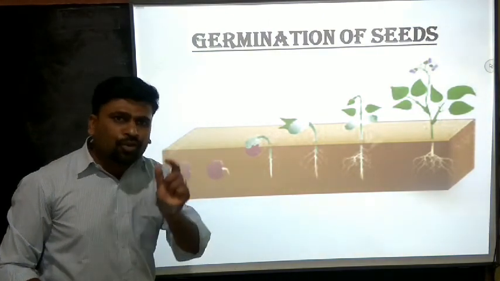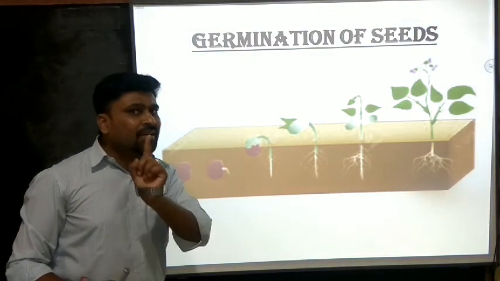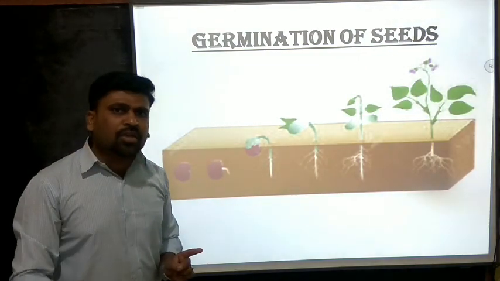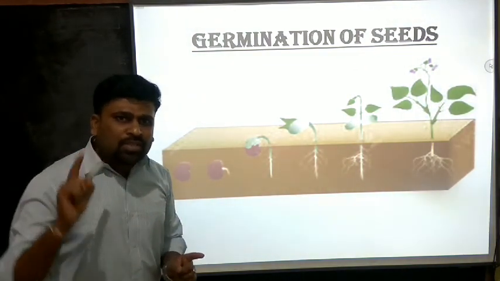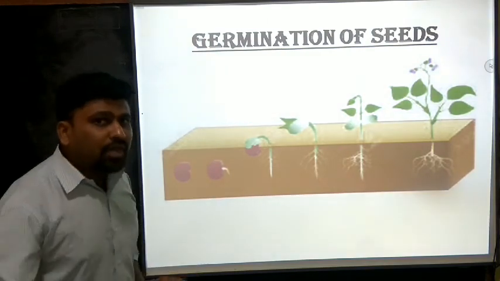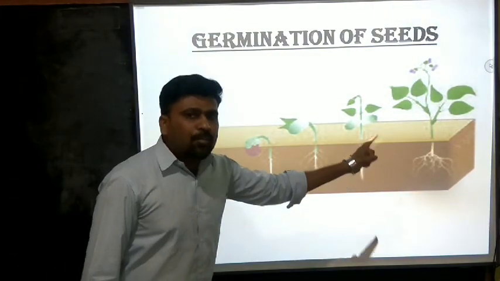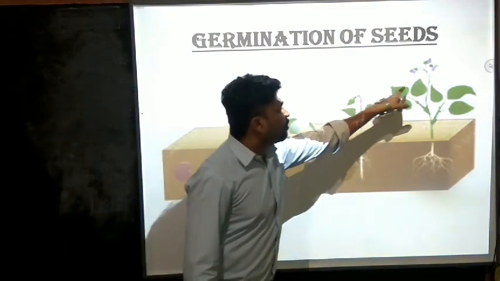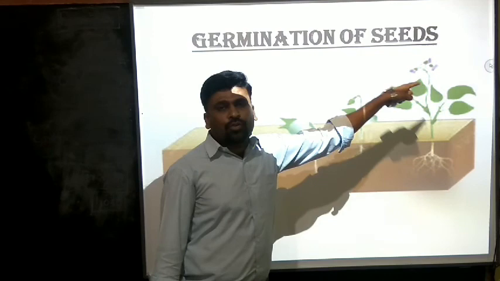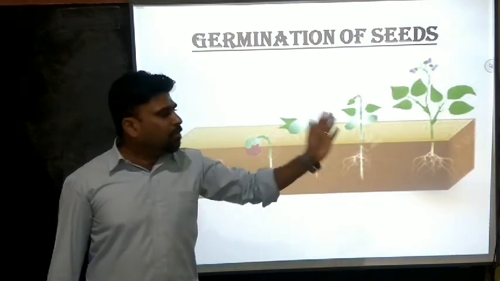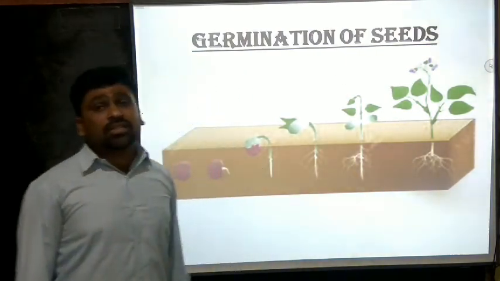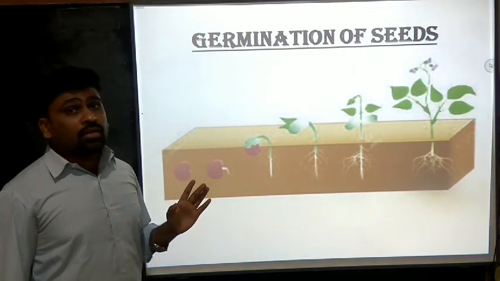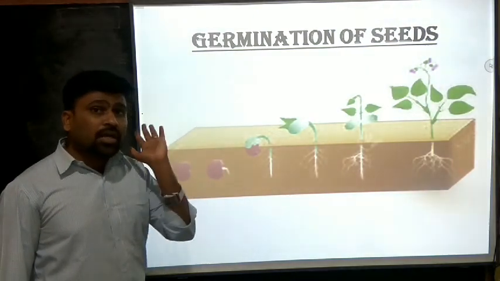That right amount of food is given by the cotyledon in the earlier stage of the germination. In the earlier stage, the food is given to the seed by the cotyledon, until the root can absorb the air and water. The food which is prepared in the leaf, that is nothing but photosynthesis, we are going to discuss in the 6th and 7th standards.